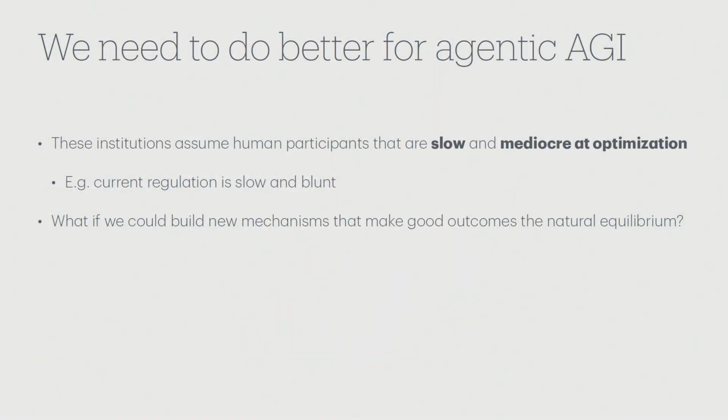And of course, these institutions are imperfect, but they've been more or less good enough for aligning humans so far, making society work all right. But there's a problem, which is these are not going to be good enough for a world with AGIs that are agents going around and doing stuff. In particular, they were built for a world with human participants who are, compared to AI systems, slow and mediocre at optimization.